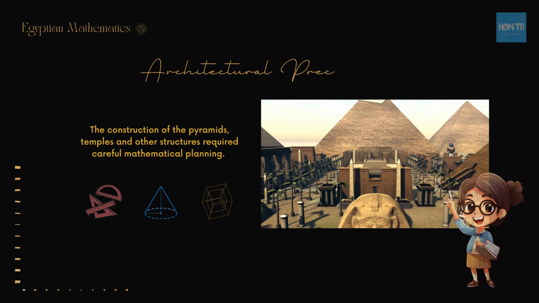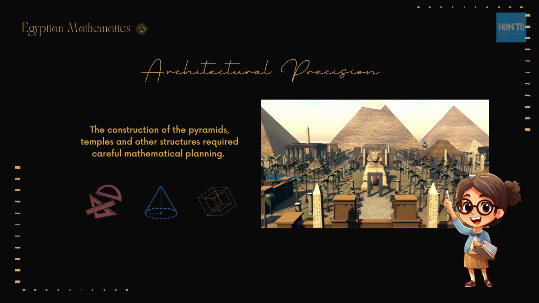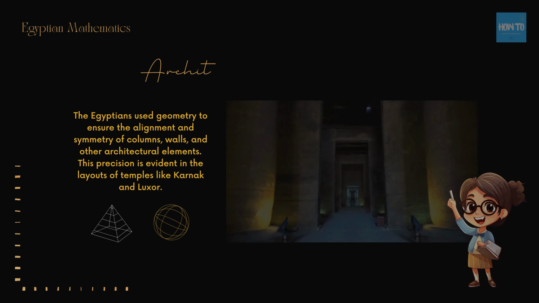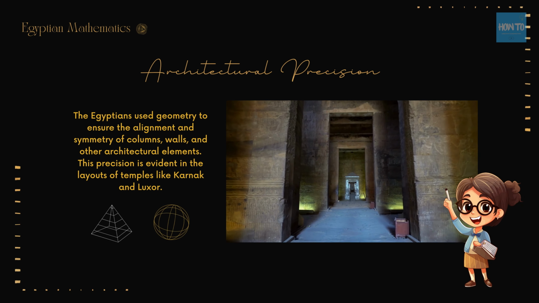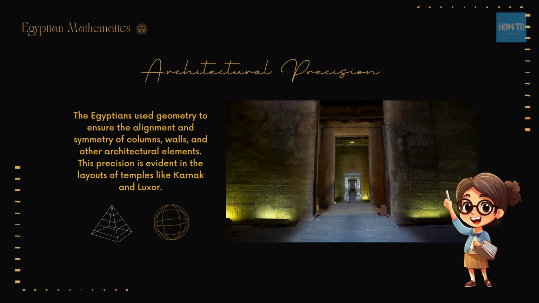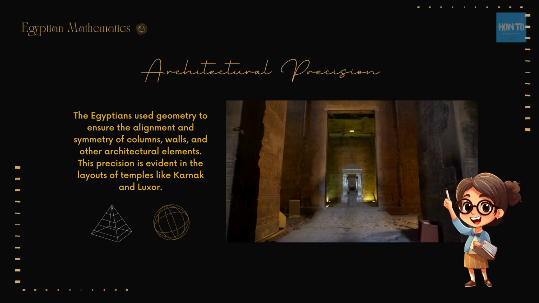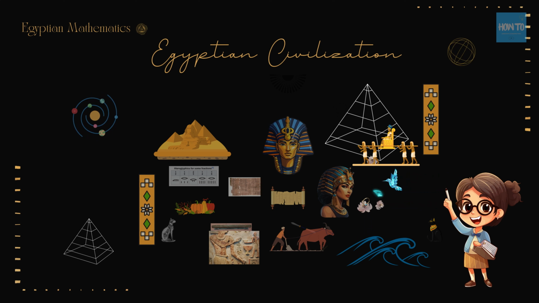Architectural precision. The construction of the pyramids, temples, and other structures required careful mathematical planning. The Egyptians used geometry to ensure the alignment and symmetry of columns, walls, and other architectural elements. This precision is evident in the layouts of temples like Karnak and Luxor. These examples highlight the Egyptians' practical application of mathematics in various aspects of their civilization.